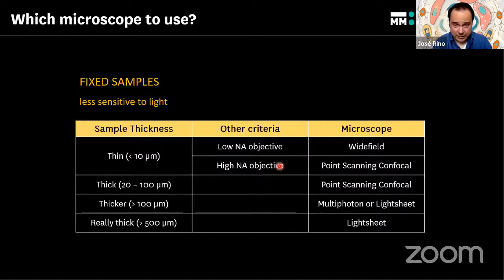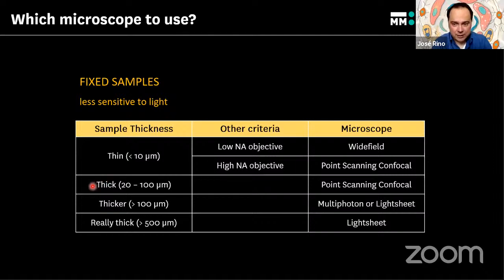If you're using a high NA objective, with a much shallower depth of field, even if you're looking at cells, 10 micron cells, but you need to do a Z-stack, and you need to resolve subcellular structures, then you go for point scanning confocal, because there you can get an optical slice thickness of 900 nanometers or less, and you can get subcellular detail.